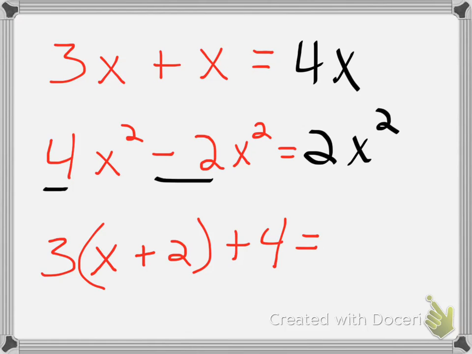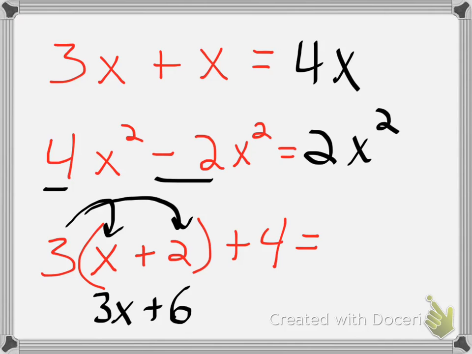Now here's a little bit more difficult one. You should know the distributive property by now. When you have a 3 times a parentheses, you're going to distribute the 3. So 3 times x, and then 3 times 2. So you get 3x, 3 times x, and 3 times 2 is 6. And then you write the rest, plus 4.